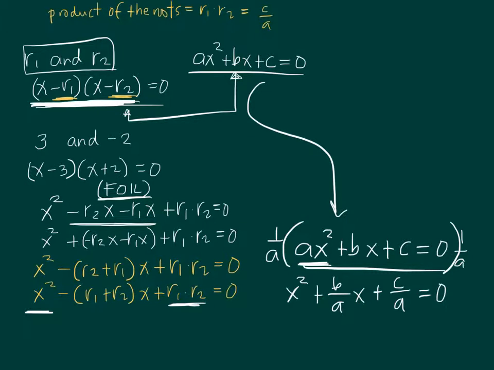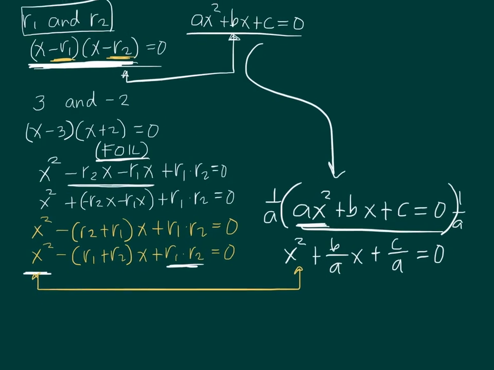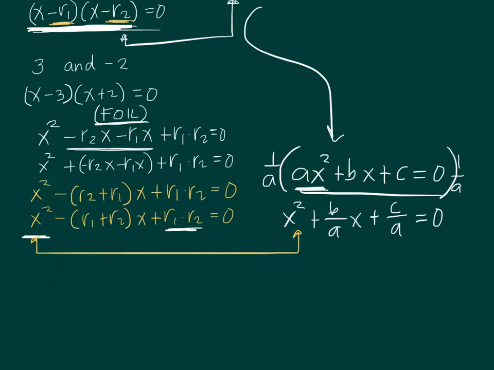Now there is no doubt that x squared and x squared are the same. Okay, so that's the first correspondence. Now the second correspondence is negative (r1 plus r2) must be equal to b over a, because they are the coefficients of the x. Since the two equations are equivalent, then we could make that correspondence.